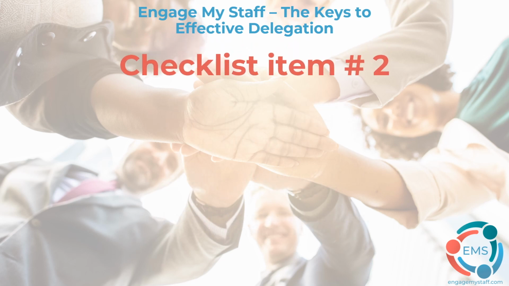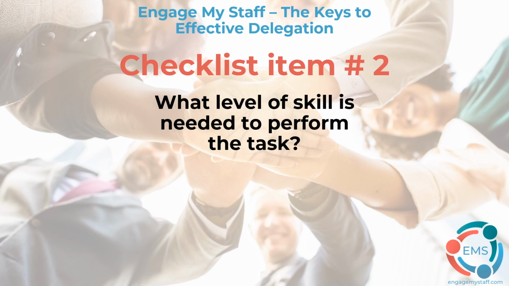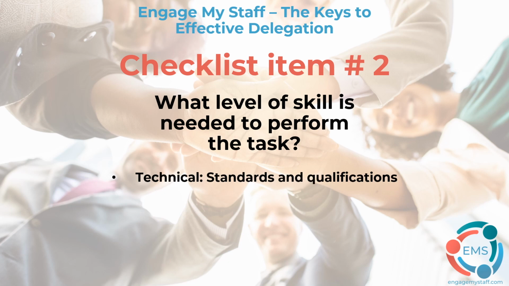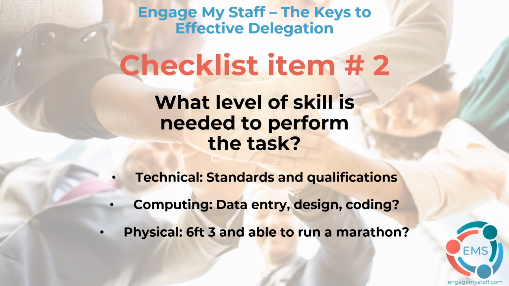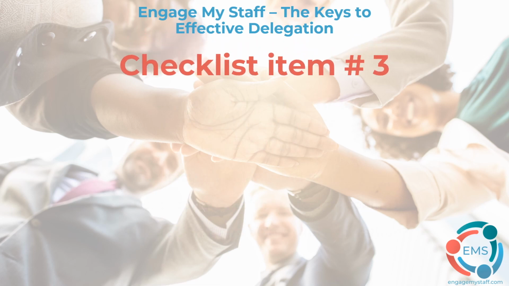Checklist item number 2. What level of skill is needed to perform the task? Is it technical? It might relate to standards and qualifications, and hopefully you have some sort of skills matrix available. Is it computing, data entry, designing, coding? Is there a physical aspect? Do they need to be 6'3" and able to run a marathon? So by looking at these elements, you've got some idea of who in your team can do the job, and then you're ready to move to checklist item number 3.